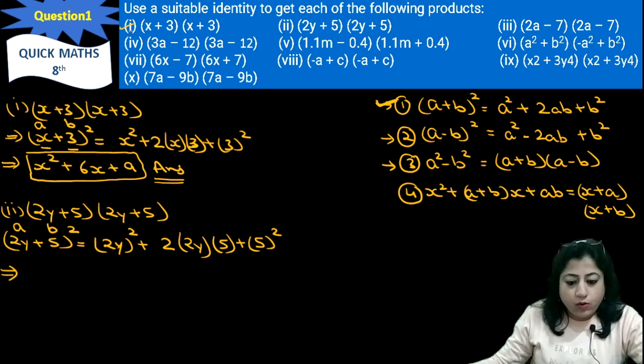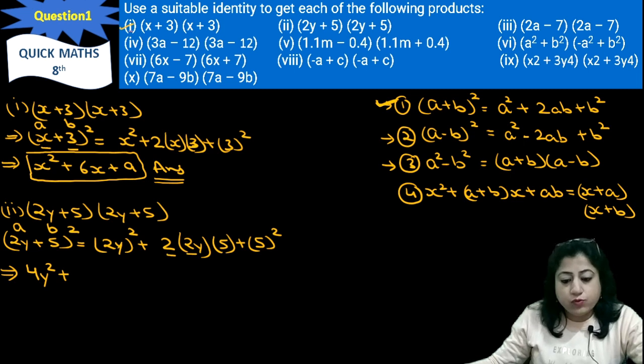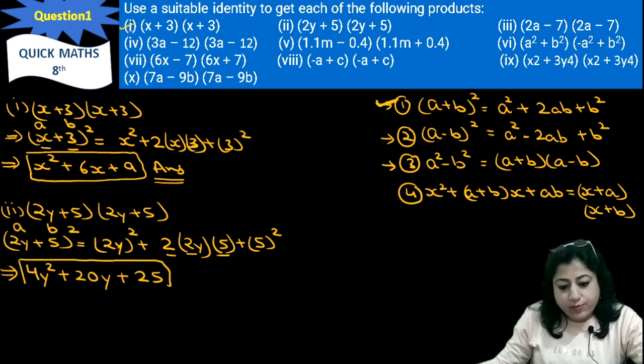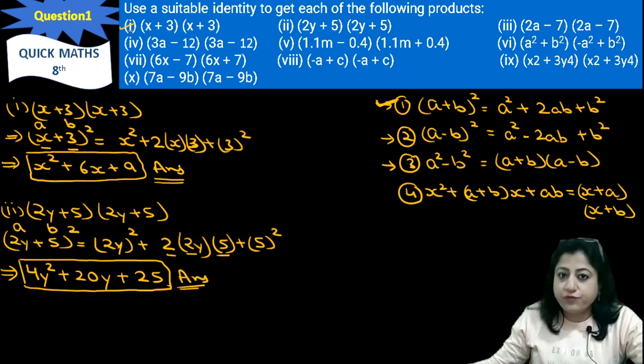So it will be first (2y) whole square, which means 2 square is 4, so 4y square, plus 2 multiplied by 2y multiplied by 5, 2 into 2 into 5 is 20, so 20y, plus 5 square is 25. So this is the required algebraic expression that we have got using the same first identity as we did in the first part.